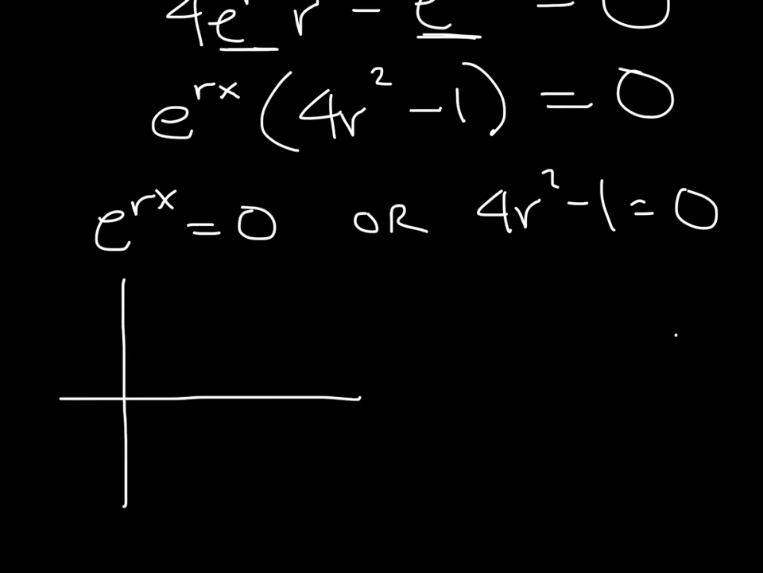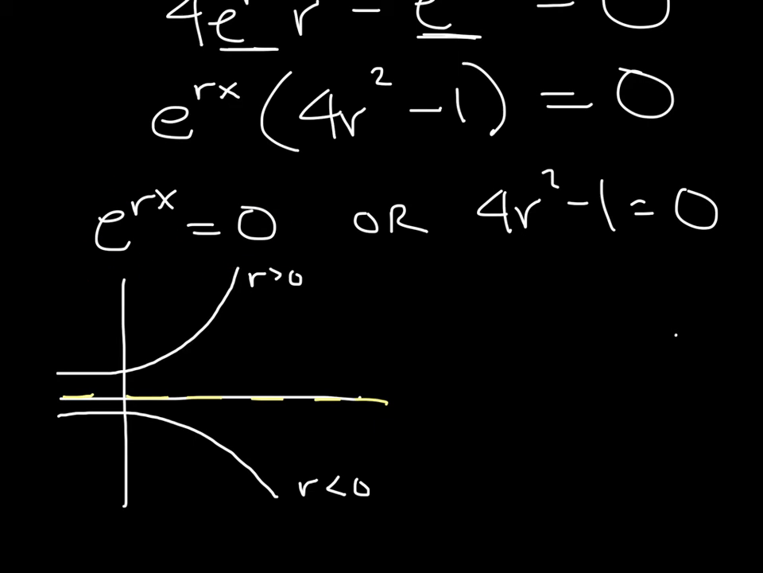So, I mean, here's just a quick sketch of e to the rx when r is positive, and here's our exponential decay when r is negative. So when does the graph hit 0? When does it intersect 0? Well, it never intersects 0, right? There's actually a horizontal asymptote at, let's actually draw that in. Right? There's actually a horizontal asymptote, right? It's not defined at 0. So this is not possible, right? This is not possible.